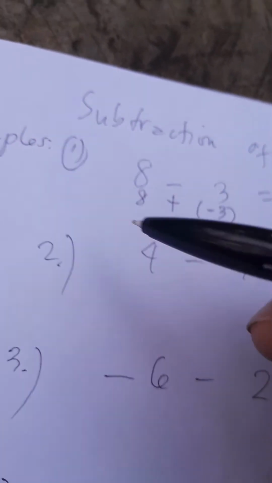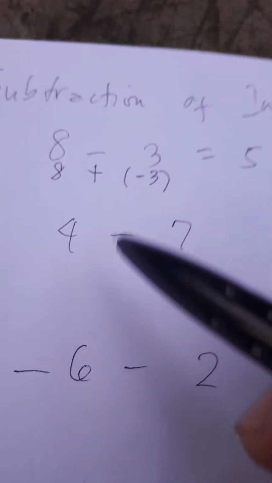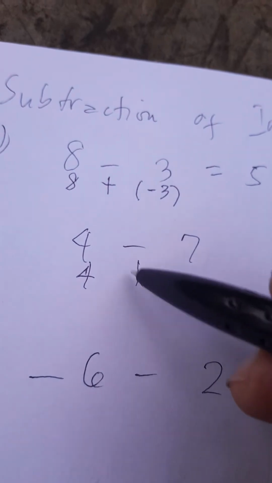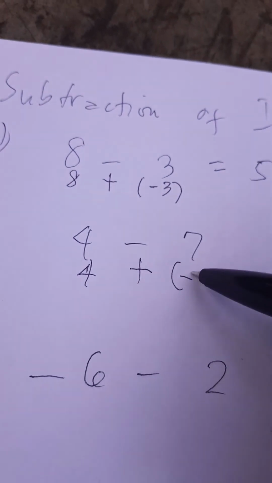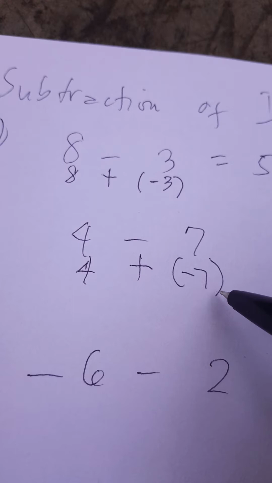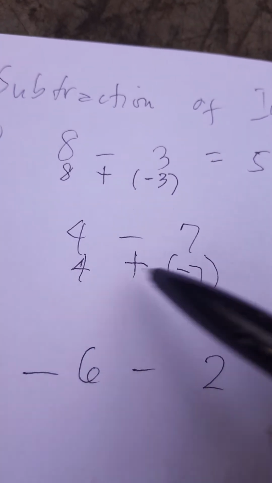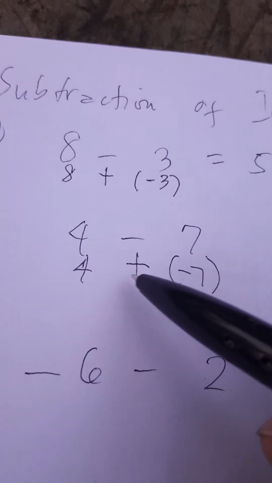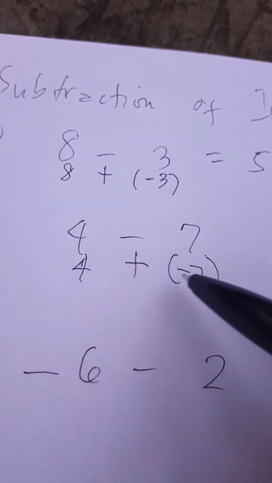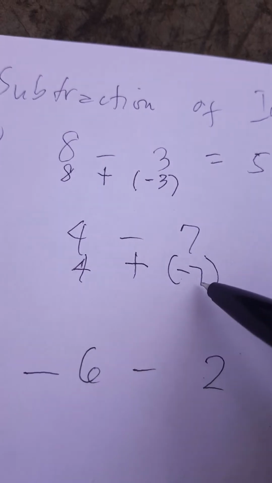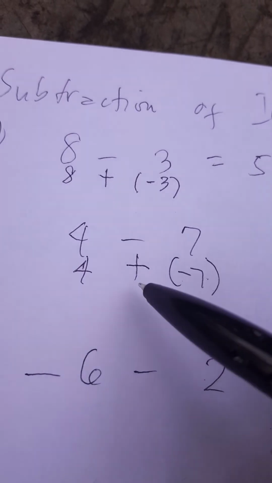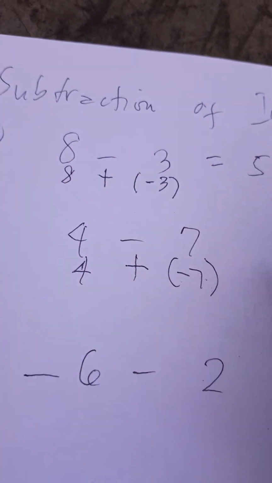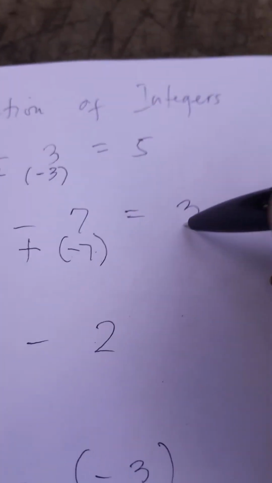Let's have example 2. Step 1, keep, change, change. Keep 4. Change minus to plus. Change the positive 7 to negative 7. Step 2, rule on the absolute values. So the number without the sign. Since the integers have different signs here, the operation is subtraction. So the operation on the absolute values, therefore we subtract 4 from 7, or 7 minus 4, the answer is 3.